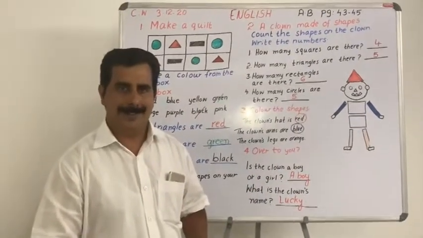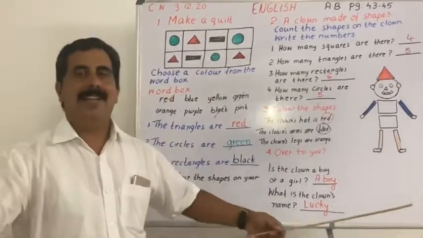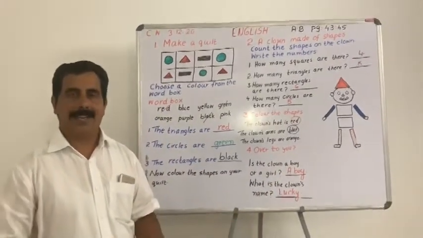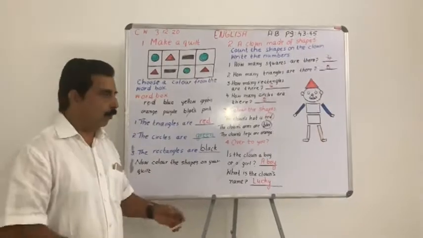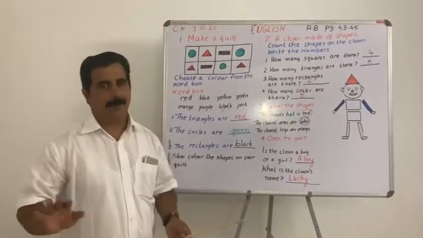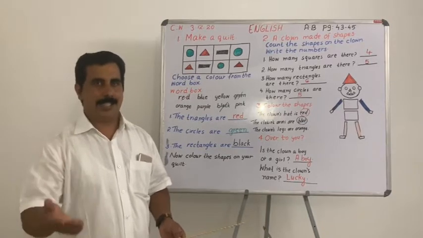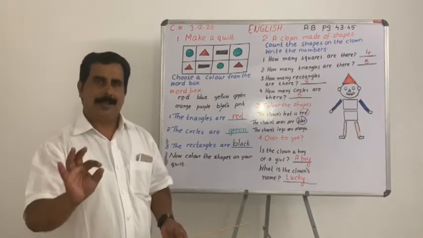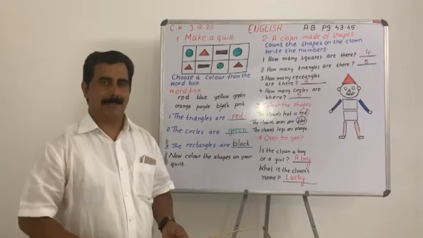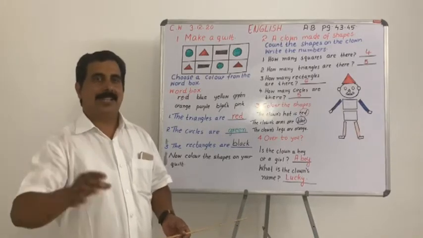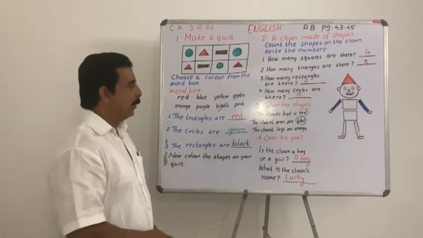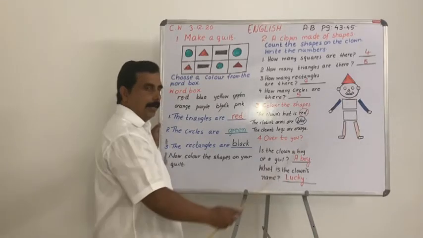So last year I remember that one boy gave a name for his clown. Okay, you want to give the name? Yeah, any name. Any proper names you can give. Your name, your friend's name you want to write here. No problem, but spelling should be correct. Even though it is a proper noun, at least some spelling should be there. So you can give a beautiful name to your clown.